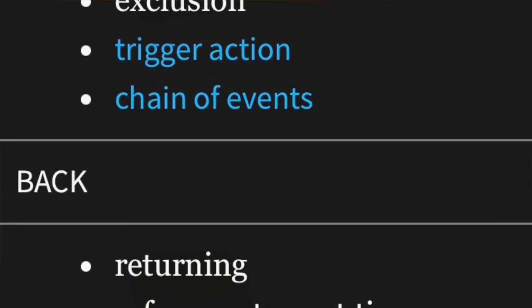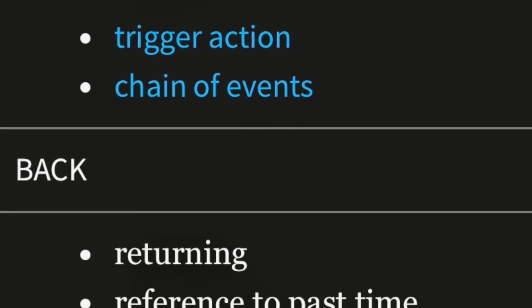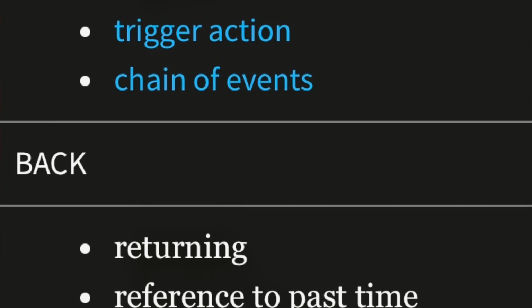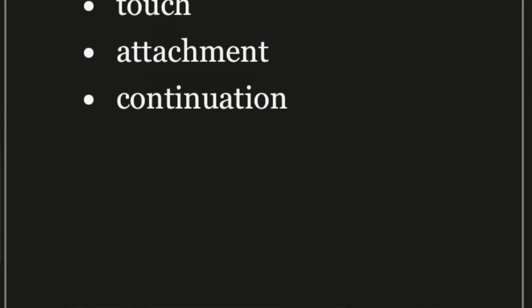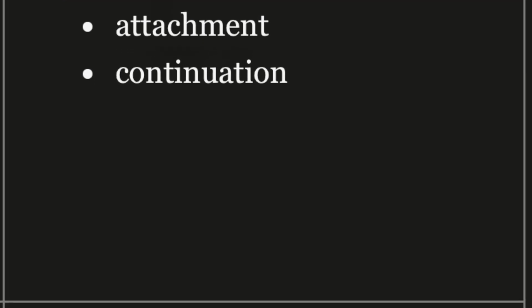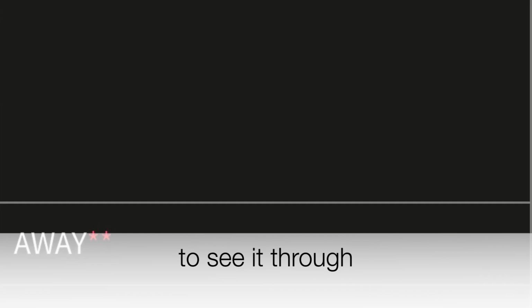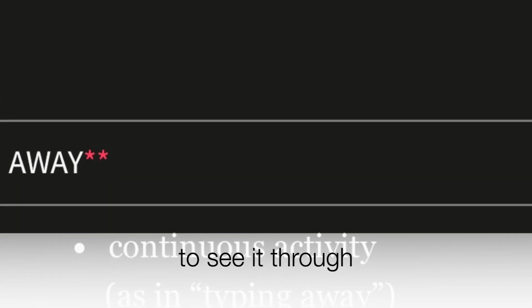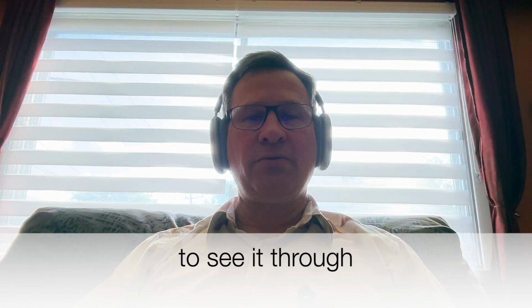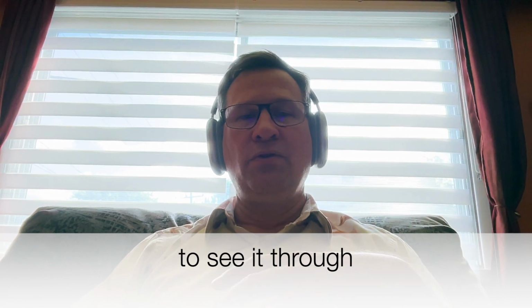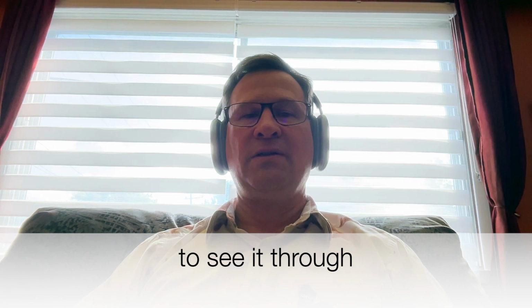Away is, of course, continuous activity. You could say he's typing away, but it also can mean a distance. Or if I talk about through, we could say it's something we see to completion. And if you see something through, or if you do something thoroughly, you see it through.